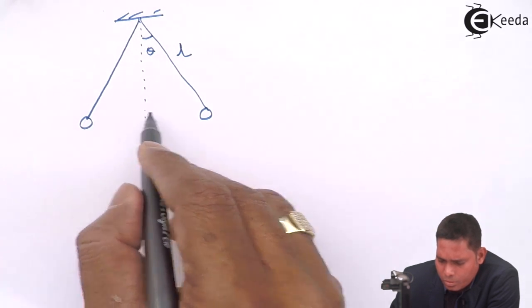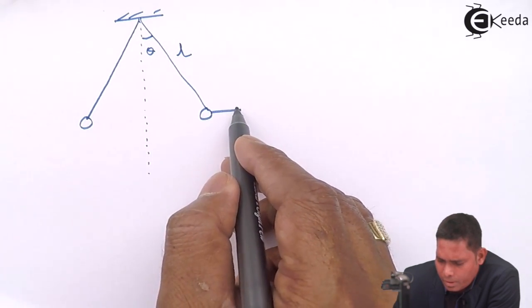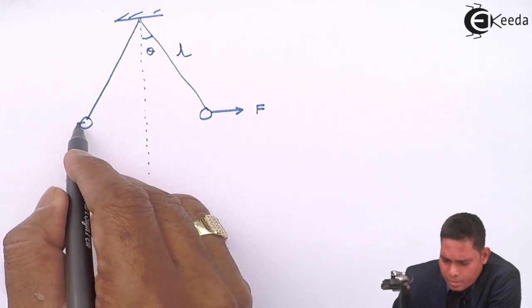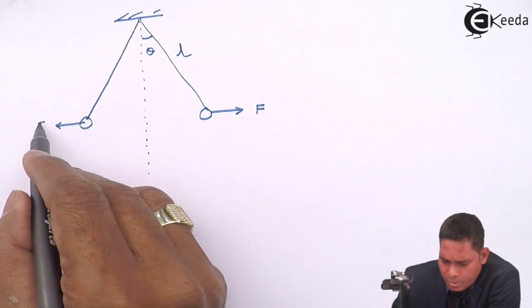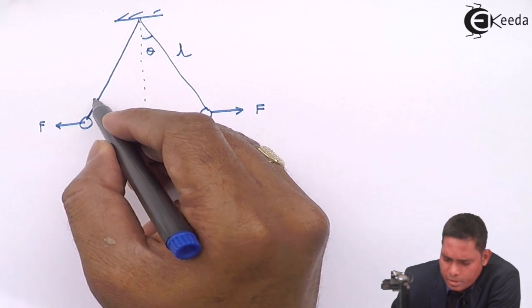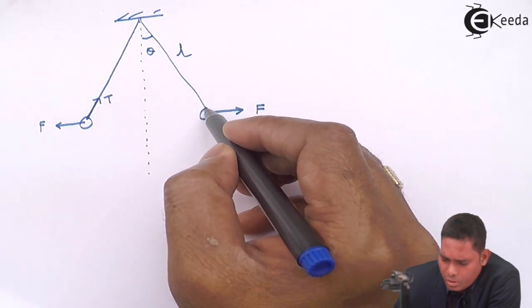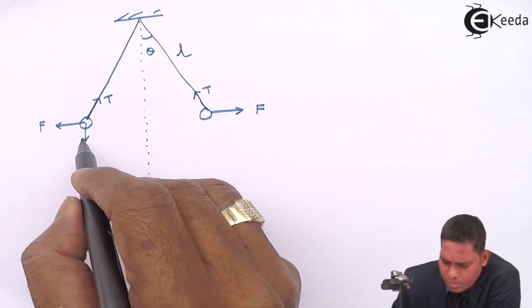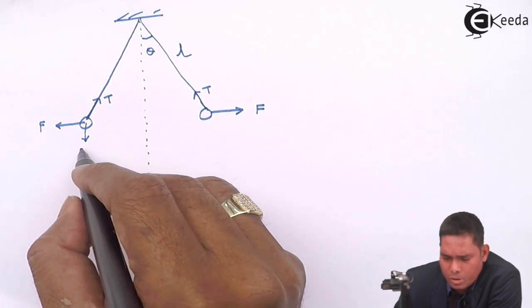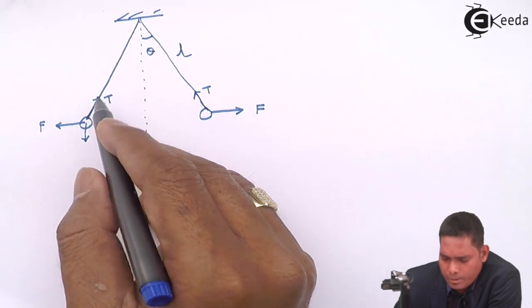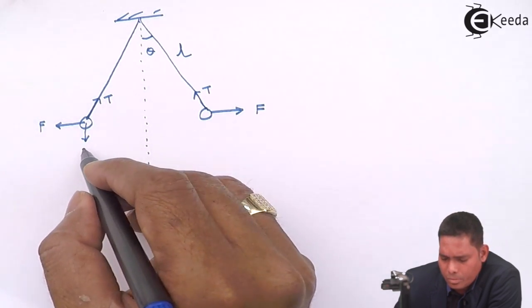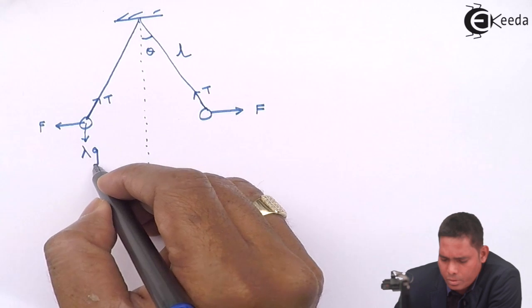Now this conductor will repel this conductor in this direction; this is the force with which it will repel. There must be some tension in the thread, suppose this is T, and there is a weight which is moving down. Weight is m into g. Here the mass per unit length is lambda, so it is lambda into g.